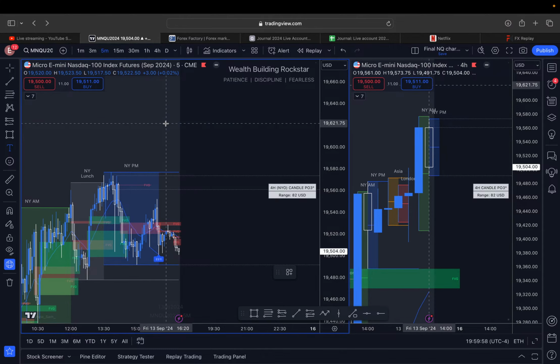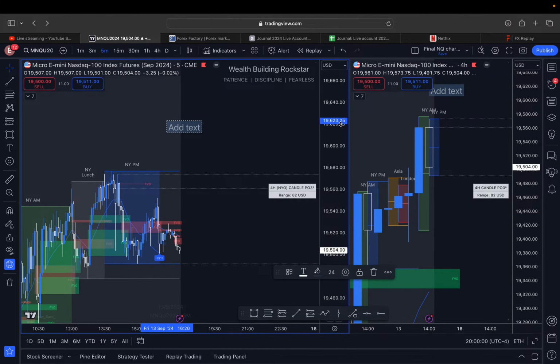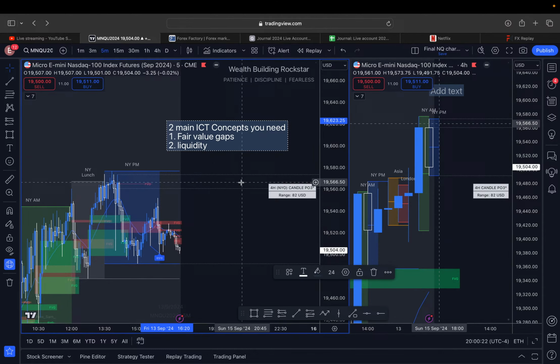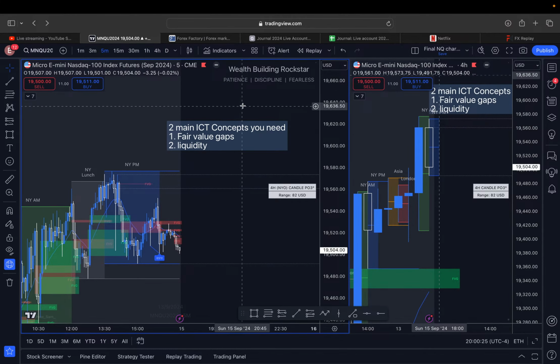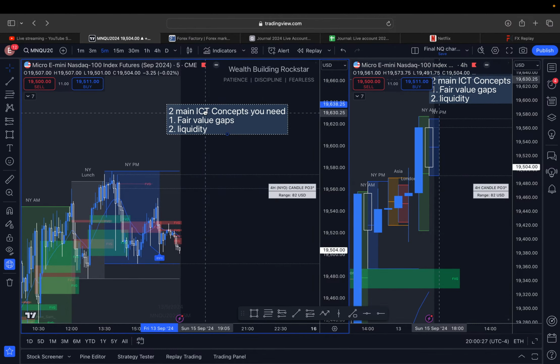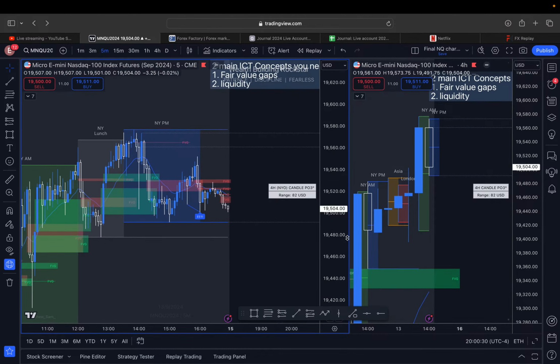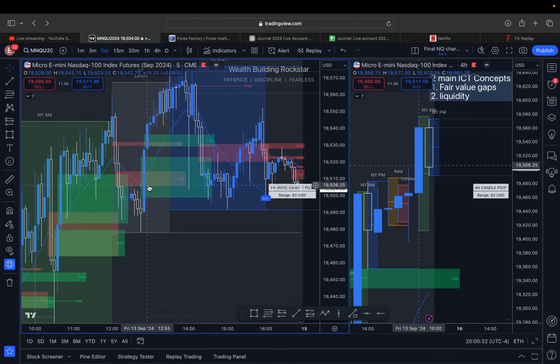We're going to get started on YouTube without waiting for people on TikTok. So the two main ICT concepts you need: one, fair value gaps, and two, liquidity. This is all you need to learn how to trade. Fair value gaps and liquidity. That is it. What are fair value gaps? Fair value gaps are just three gaps in a candle.